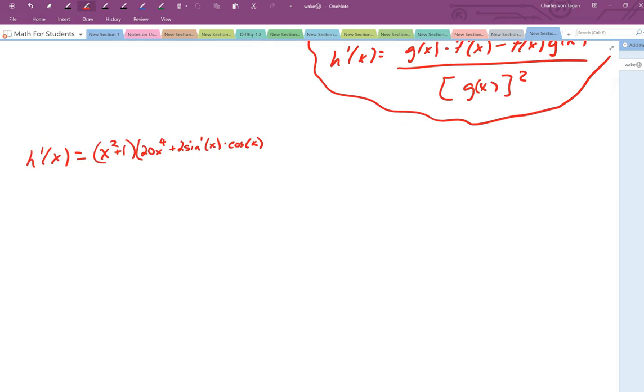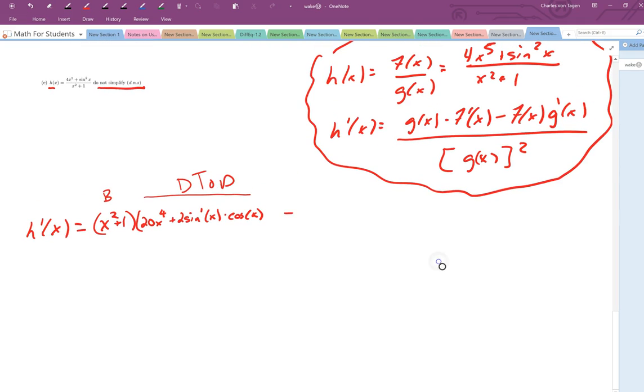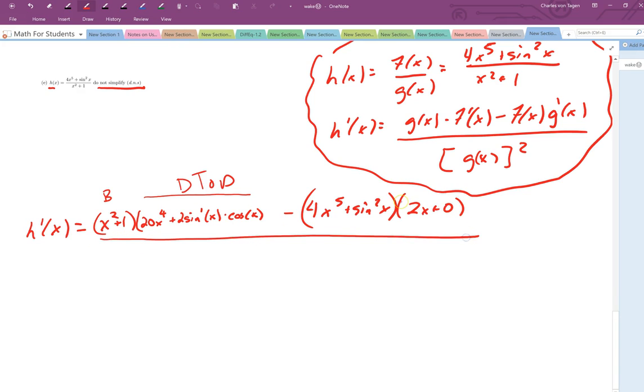Okay, so this was my bottom times the derivative. All of this is the derivative of the top minus the top function, which was 4x to the 5th plus sine squared of x times the derivative of the bottom, which would be 2x. I'll go ahead and write that plus 0. So this was my top, this was the bottom, all over the bottom function squared.